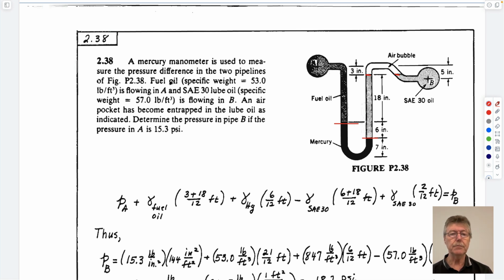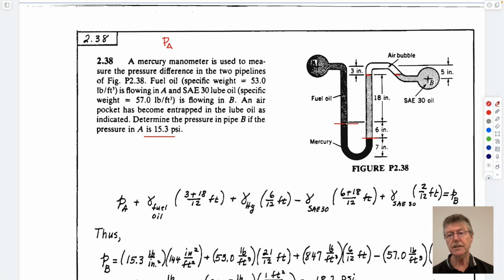So what are you asked to do? A mercury manometer, fuel, determine the pressure in pipe B. And so if we want to figure out what PB is, let's start here. So PA, do we know it? I think so. I don't see it, but we must know it. Oh, we know this. I'm not going to work in the units here. I'll embarrass myself. But we have this pressure here.